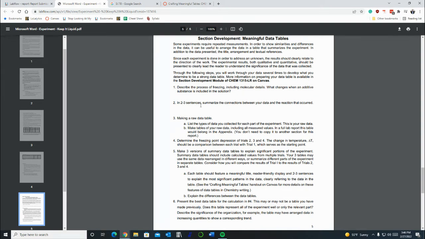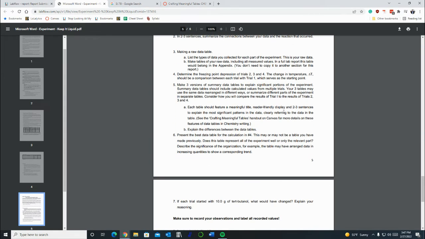For question 2, it says to give 2 or 3 sentences that summarize your data and the reaction that occurred. So does your data really indicate that you have added in additives? Do you see a freezing point depression? And talk about that. And now we're on to our table portion of the lab.